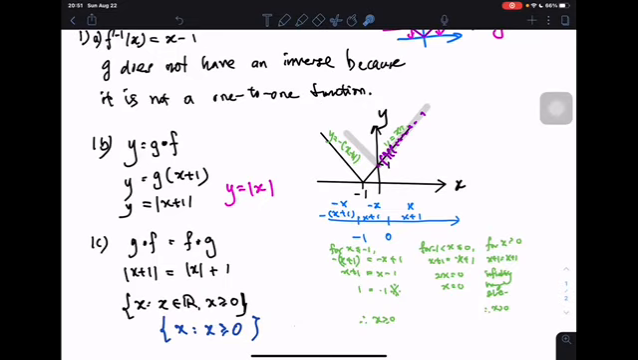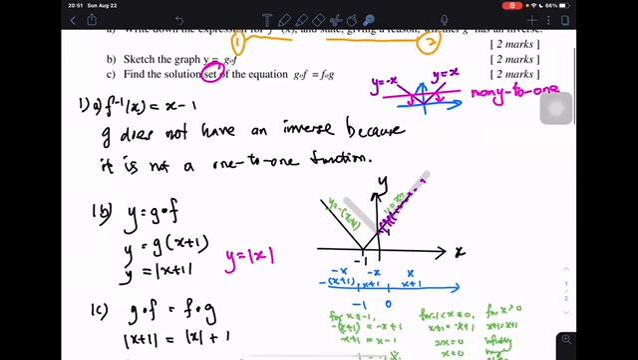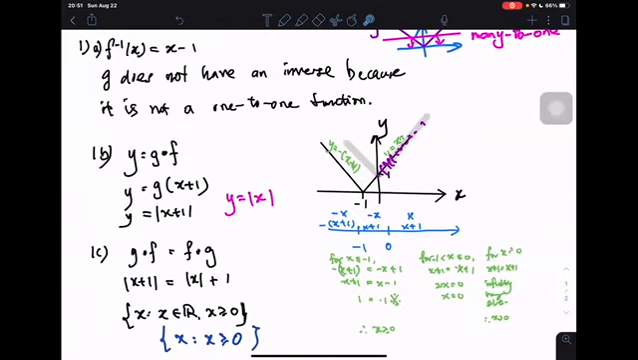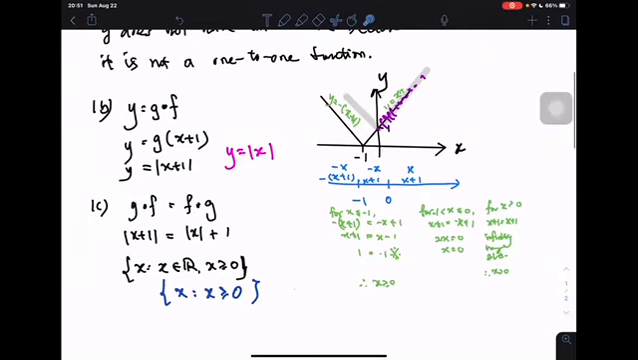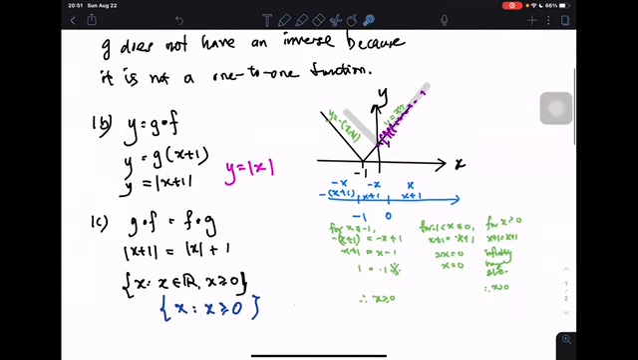Now the problem is some students may not realize this. It is a 2 marks question, so obviously 1 mark for the answer, and another mark probably for showing that you found what F composed G is. And if you want to do an algebraic method, then you have to break it down, as I said before, into 2 cases.